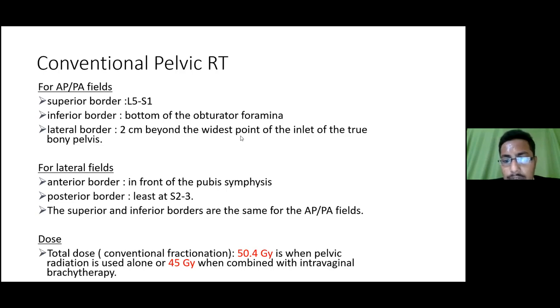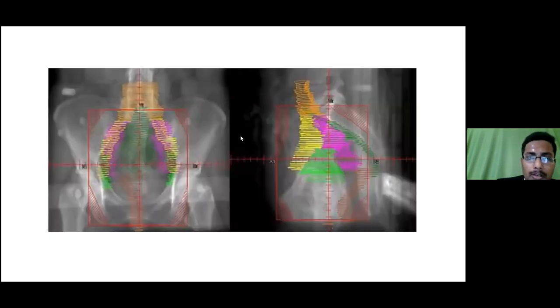And the dose usually is 50.4 gray when pelvic radiation is used alone, and 45 gray when it is combined with intravaginal brachytherapy. So these are the fields: the superior border, inferior border, and the lateral borders you can see. And in the lateral view, the first image is APPA, and the second is the lateral image. You can see the conventional borders.